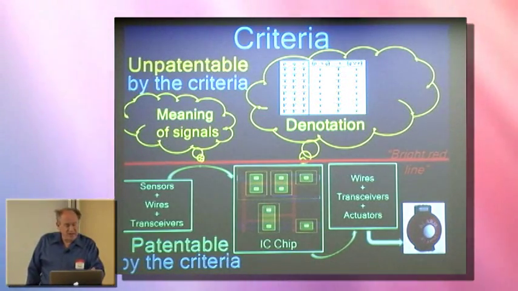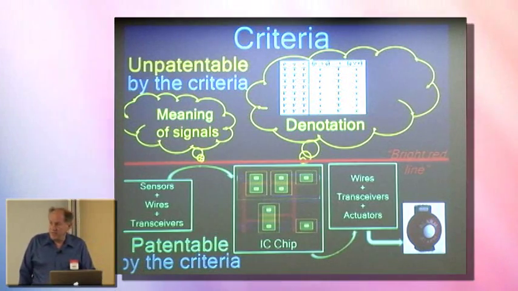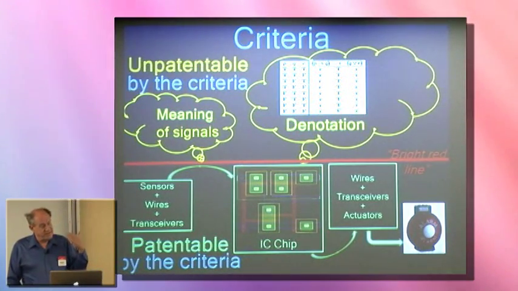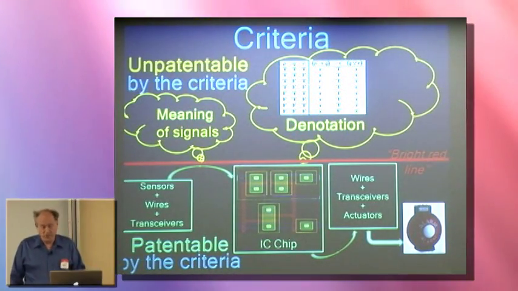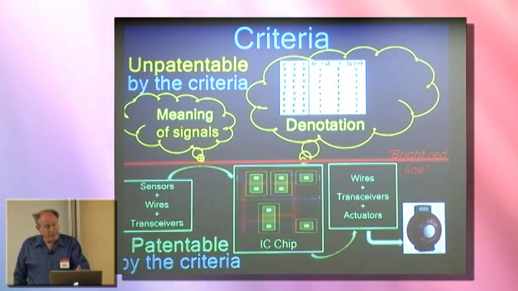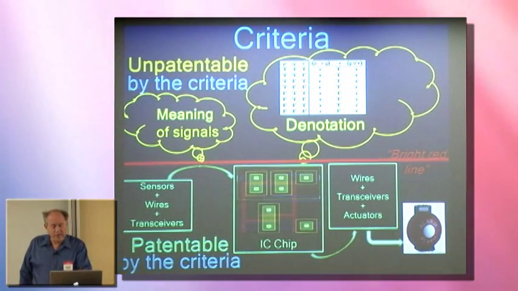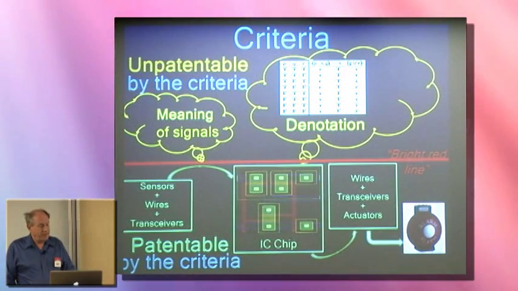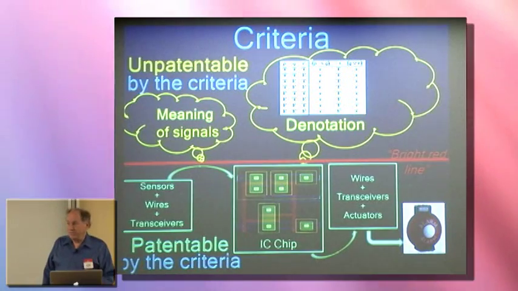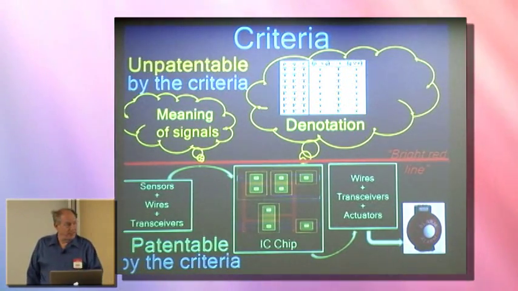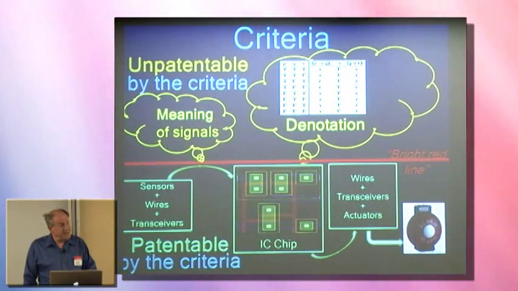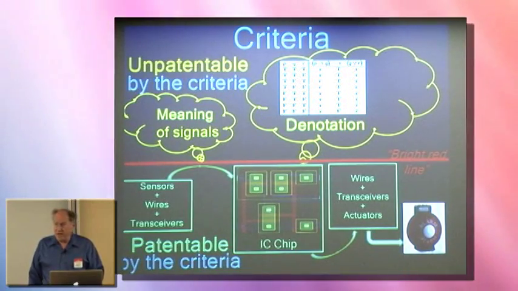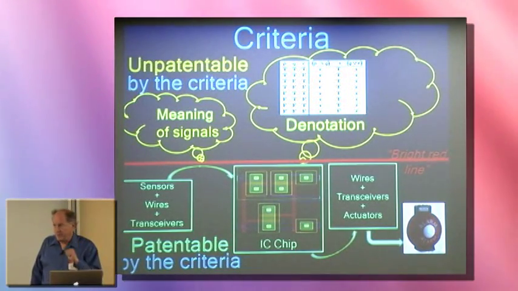We have the sensors and the wires and the transceivers for getting the stuff from the chemical process into our integrated circuit chip. Then we have the wires and the transceivers and the actuators for ringing the alarm bell. All patentable. What's not patentable is the meaning of the signals, the human meaning of the signals. What is also not patentable is the denotation of the chip.